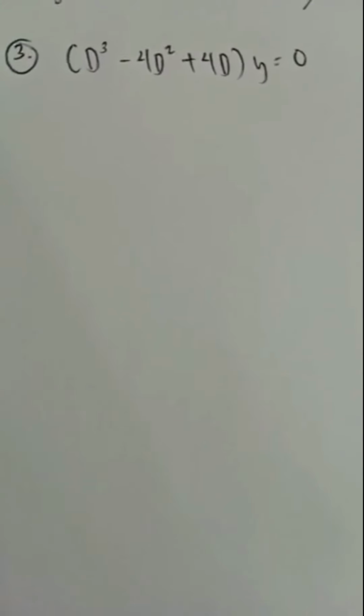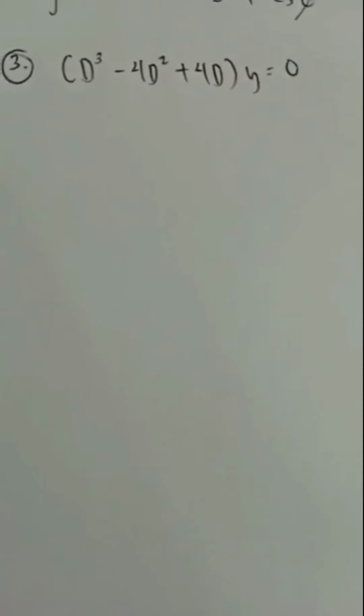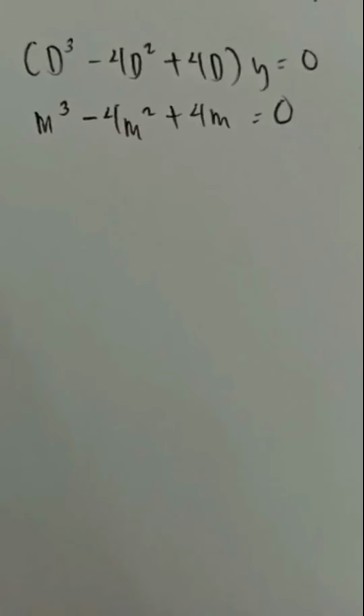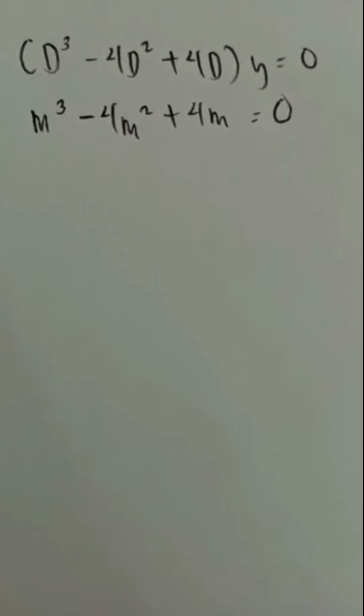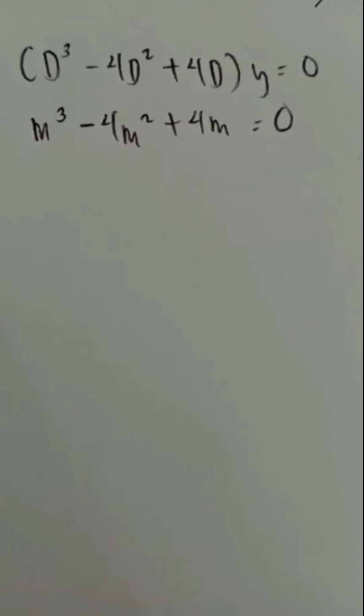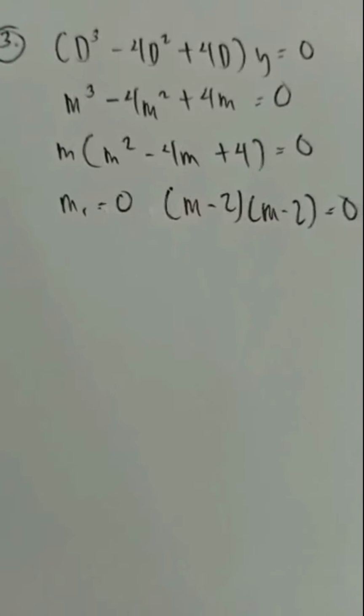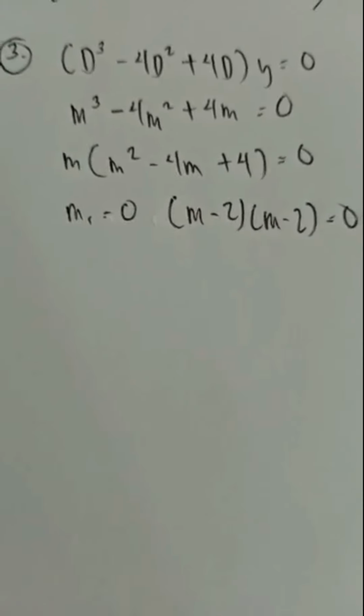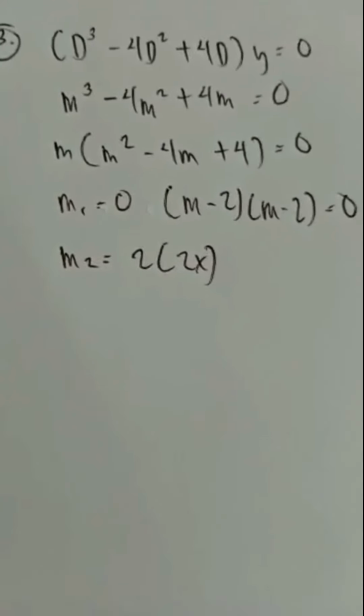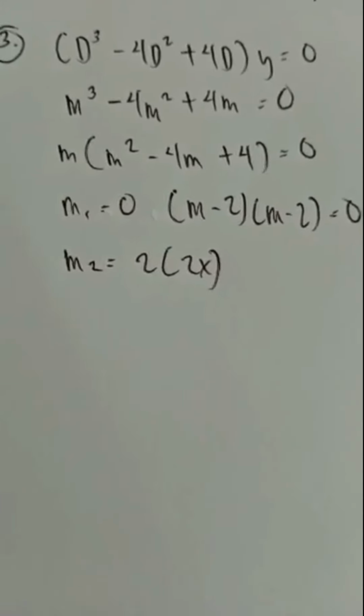Next, ang given natin ay nasa differential operator form. Ita-transform natin ito sa auxiliary equation at magiging m raised to 3 minus 4m squared plus 4m is equal to 0. Lalabas natin yung m at mahanap natin yung mga roots. Kaya ang m1 natin is equal to 0, ang m2 is equal to 2, dalawang beses.